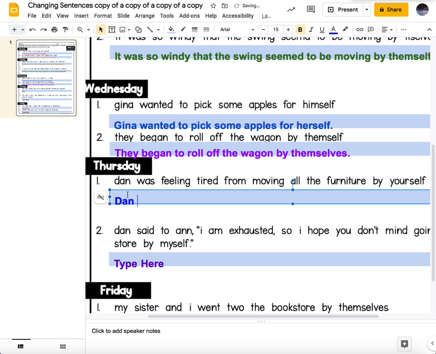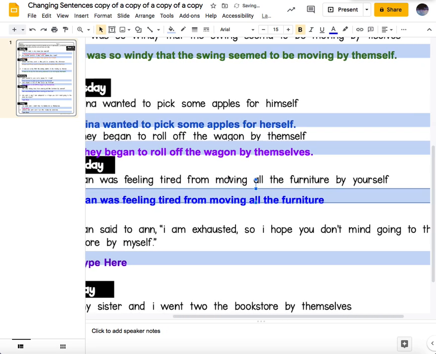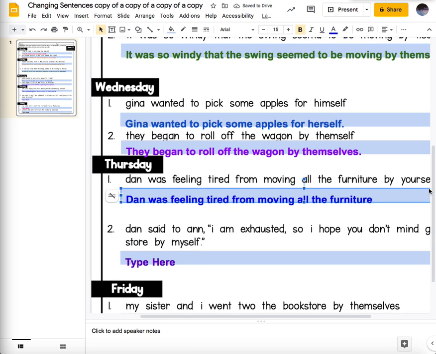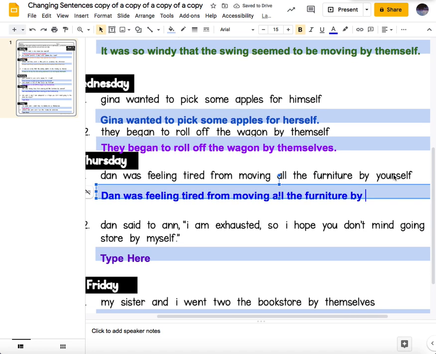The D in Dan has to be capitalized. Dan was feeling tired from moving all the furniture. Okay. By yourself? No, it's himself. Oops. Himself and a period.